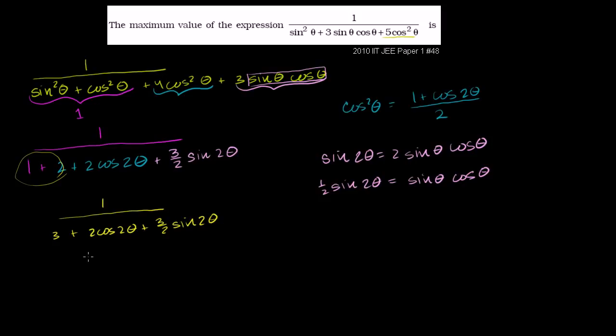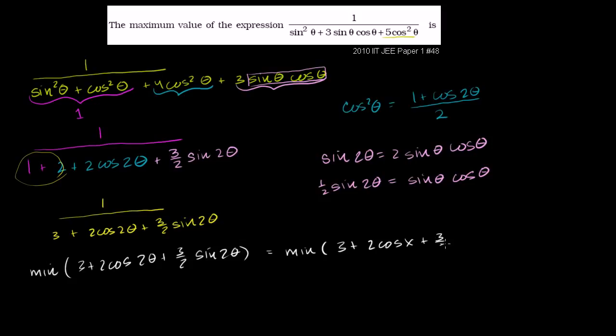So one thing we can do, just to simplify things: the minimum value of 3 plus 2 cosine 2 theta plus 3/2 sine of 2 theta is going to be the same thing as the minimum value of 3 plus, I'm just going to do the substitution that 2 theta is equal to x. That just simplifies things a little bit. You don't have to do that. But just to simplify, 3 plus 2 cosine of x plus 3/2 sine of x. So this is a pretty simple expression. Let's see how we can figure out its minimum value.